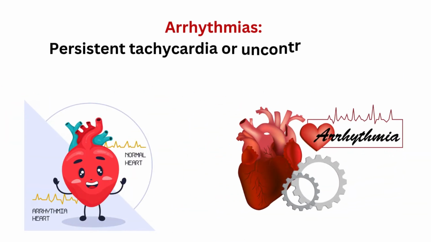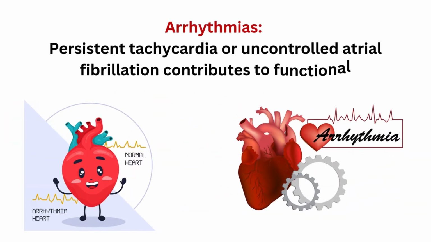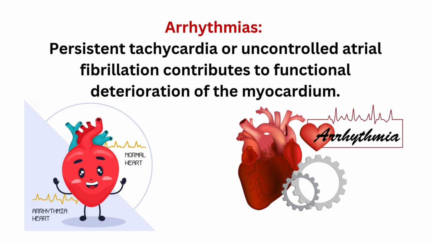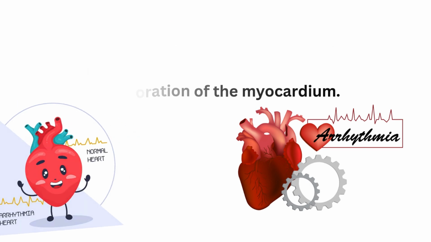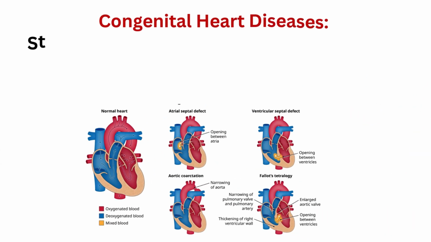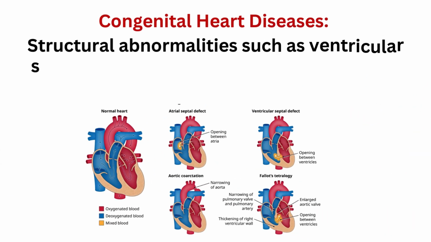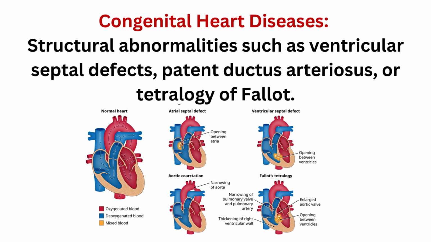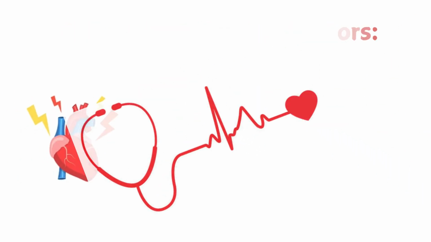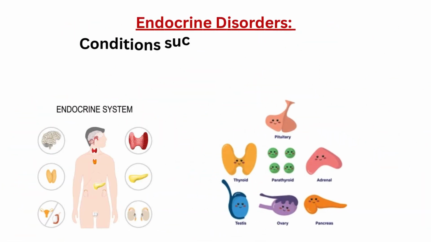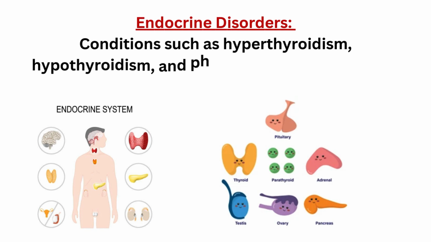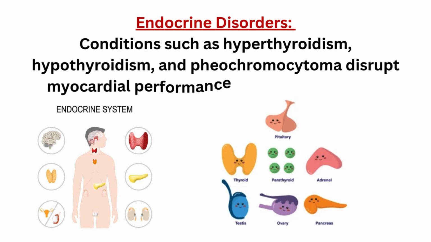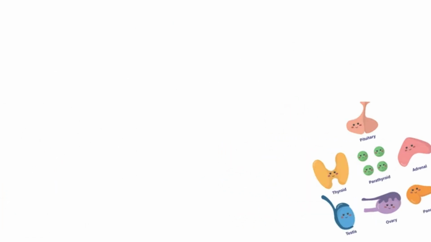Arrhythmias. Persistent tachycardia or uncontrolled atrial fibrillation contributes to functional deterioration of the myocardium. Congenital heart diseases. Structural abnormalities such as ventricular septal defects, patent ductus arteriosus, or tetralogy of Fallot. Other contributing factors. Endocrine disorders. Conditions such as hyperthyroidism, hypothyroidism, and pheochromocytoma disrupt myocardial performance and hemodynamics.